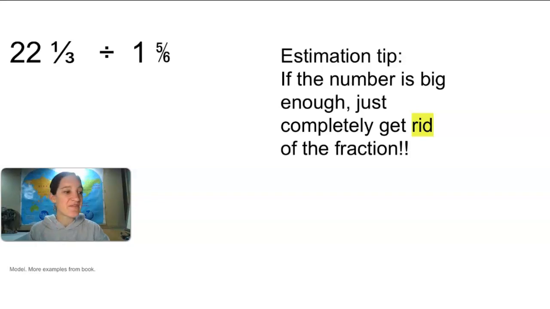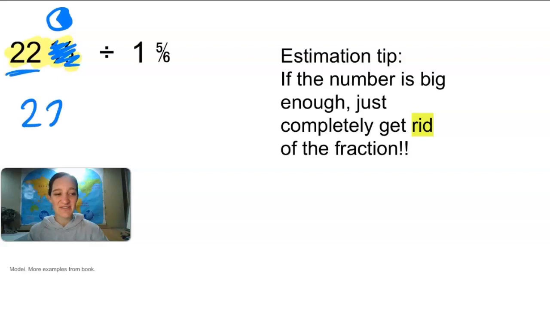Here's another tip. If you have a fairly big number, like 22 1/3, it's actually completely okay to just kind of ignore that fraction, because we know that fractions are small amounts, right? That's not even 1/2. That is like a tiny little amount of a whole. So it's okay if you just leave the 22, 22, okay?